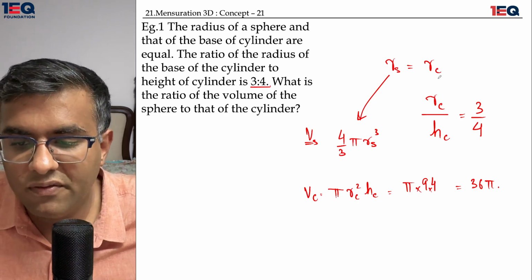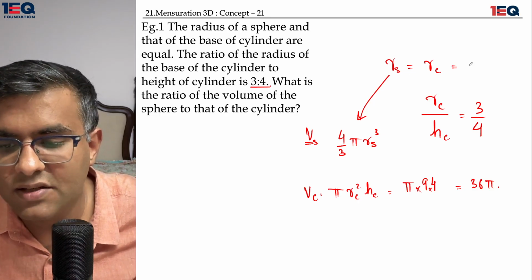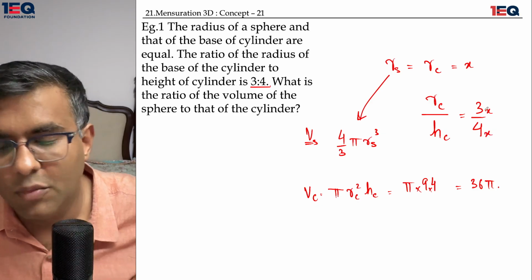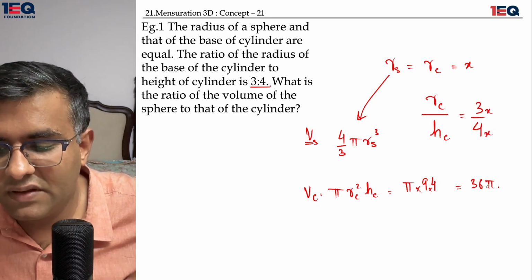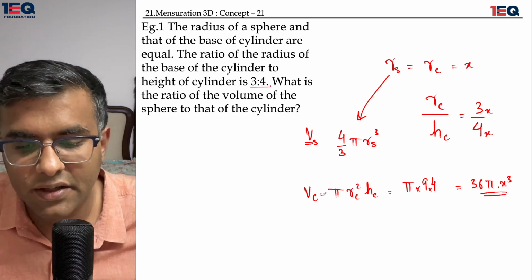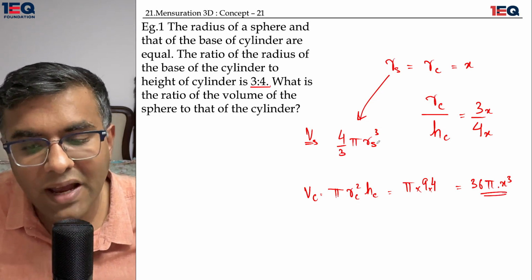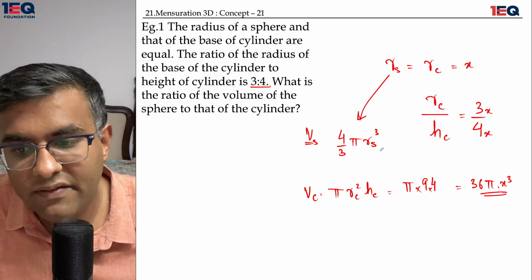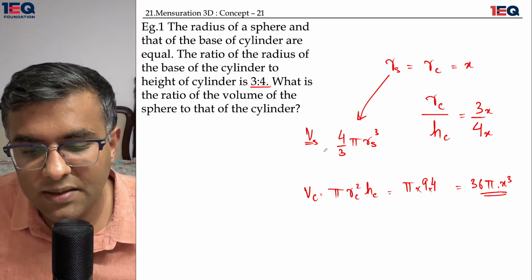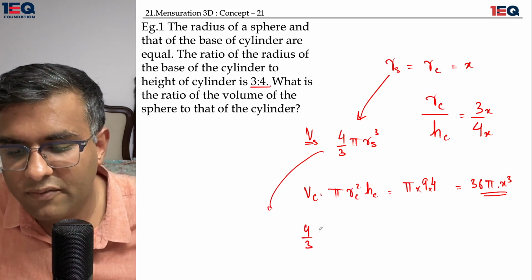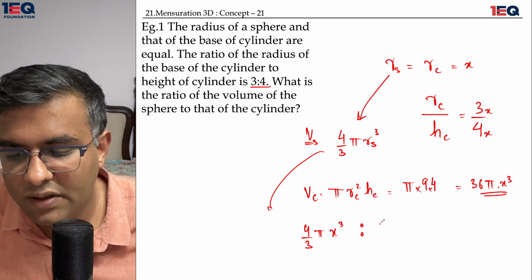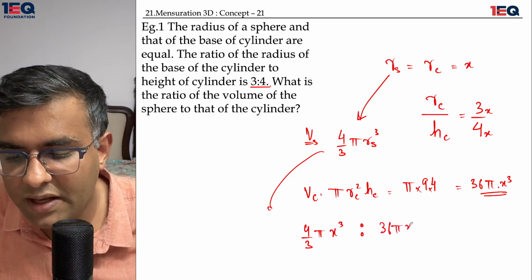If I assume that both of them, rs is equal to rc is equal to x, I can say that this is equal to 3x and this is equal to 4x, because we are still talking about ratio. So we have 36 pi x cube here as the volume of the cylinder, and 4/3 pi rs cube. Rs doesn't have any of its own existence anymore. So I can say that this is nothing but 4/3 pi x cube, and I need to find out the ratio between this and 36 pi x cube.